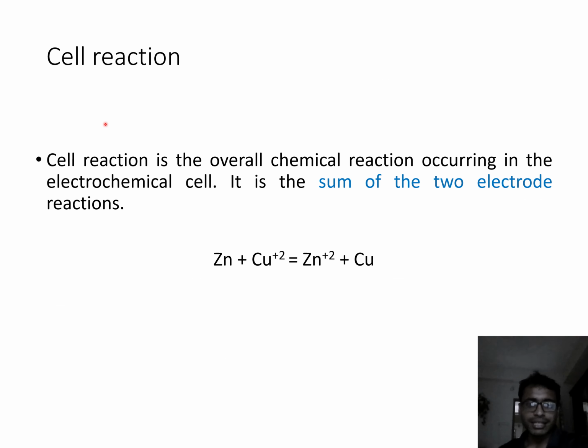Then cell reaction. Cell reaction is the overall chemical reaction occurring in the electrochemical cell. It is the sum of the two electrode reactions.